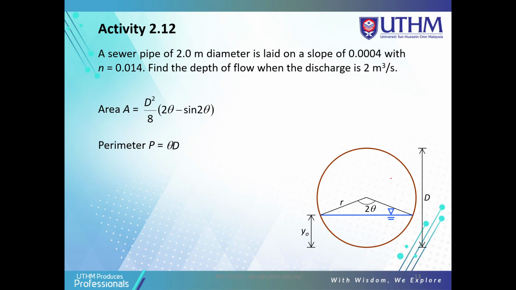Okay, so look at this activity example. This is a sewer pipe using the circle, semicircle. A sewer pipe of 2 meter diameter is laid on a slope of 0.004 and Manning coefficient 0.014. Find the depth of flow. To find the depth of flow, y naught here, when the discharge is 2 meter cube per second.